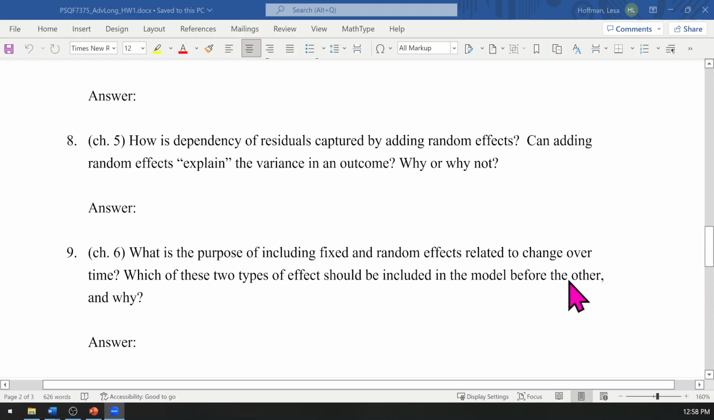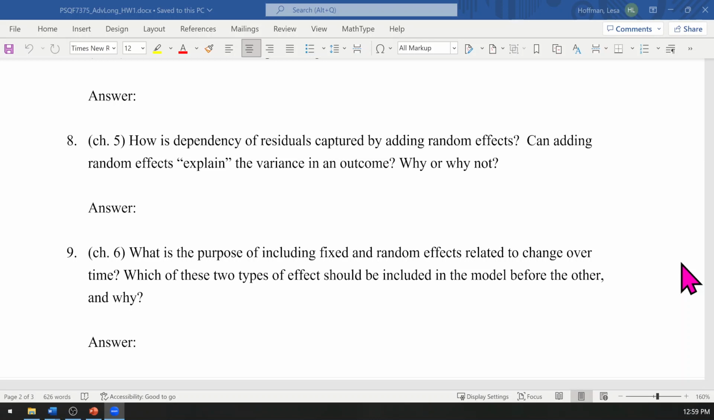How is dependency of residuals captured by adding random effects? So dependency, what does that word mean, first off? Covariance, correlation. Yep. If people say, oh, you have dependent data, what they mean is that you have a sampling design in which the residuals of certain cases are likely to be correlated with residuals of other cases because of the sampling. Occasions from the same person.